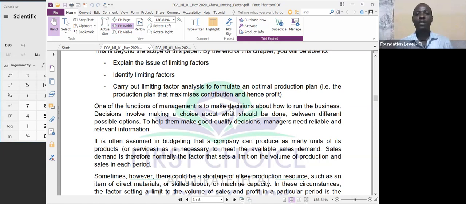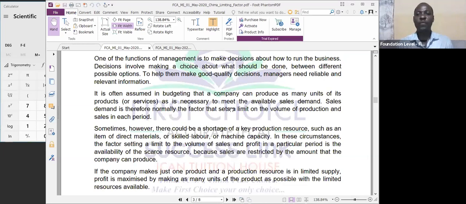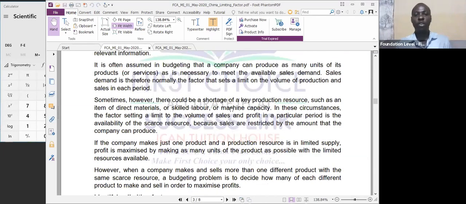Therefore, sales demand is normally the factor that sets a limit on the volume of production and sales in each period. We call that the principal budget factor. Sometimes, however, there could be a shortage of a key production resource, such as an item of direct material or skilled labor or machine capacity. In these circumstances, the factor setting a limit to the volume of sales and profit in a particular period is the availability of the scarce resources, because sales are restricted by the amount that the company can produce.